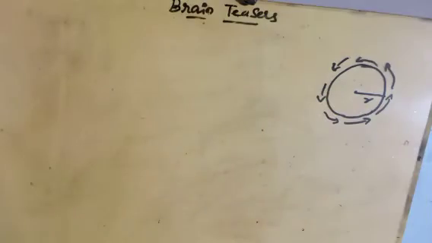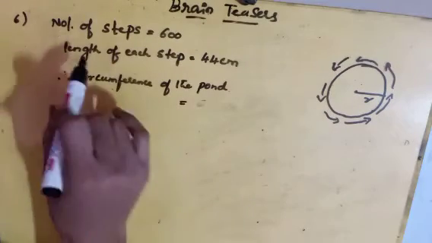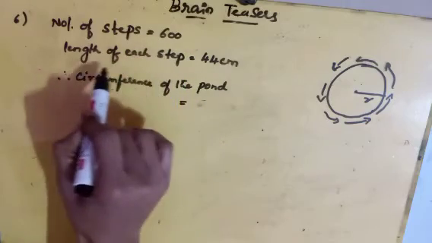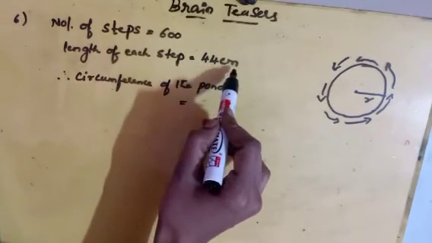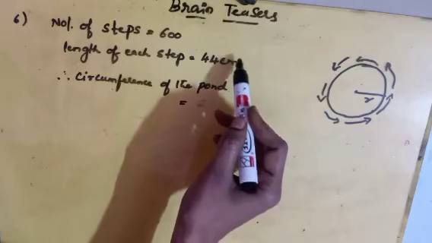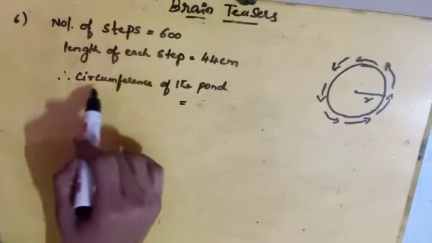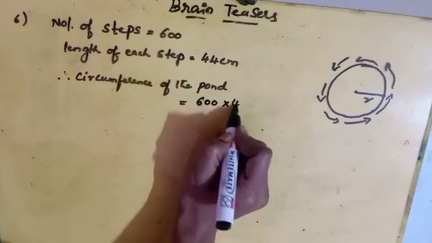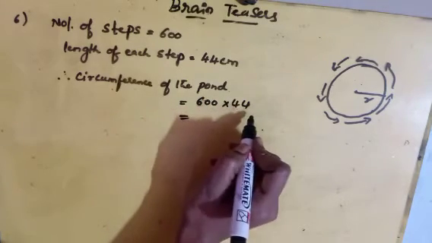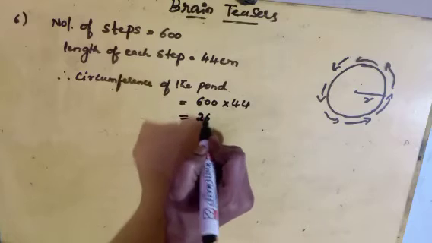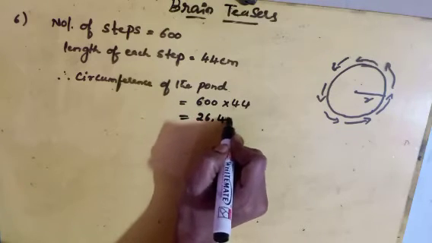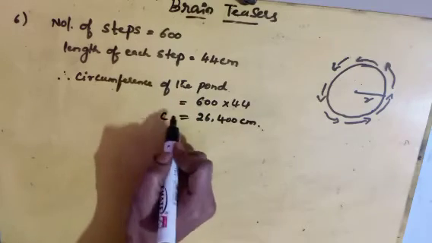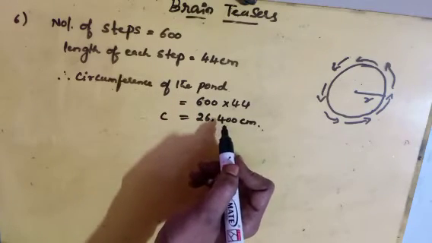Let us solve. So number of steps equals 600. The length of each step is 44 centimeter. It is given. Therefore, circumference of the pond equals 600 into 44. When we multiply, we get 26,400 centimeter. So we got the value of the circumference of the pond.